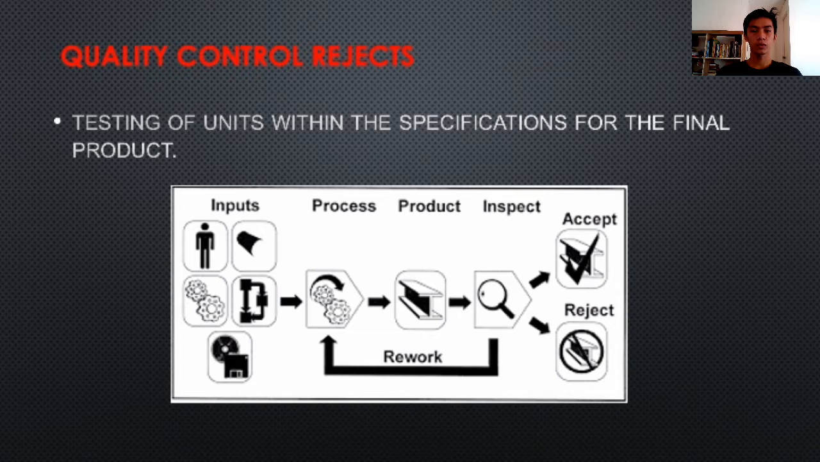It means, from the word control itself, the testing of units or products within the specification for the final production. And here is the figure of quality control. The first thing is your input, specifically inputting some product that is for the final production. For example, parallels or a flat bar used in building projects.